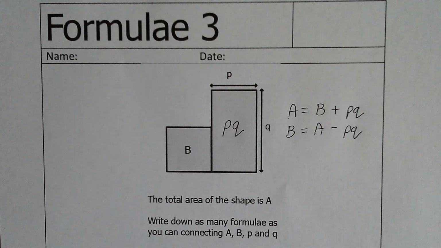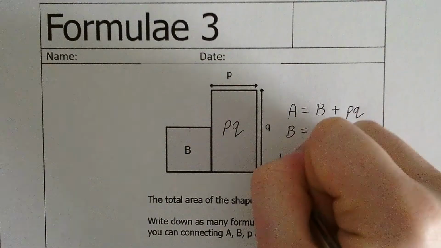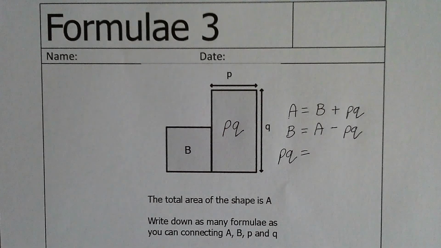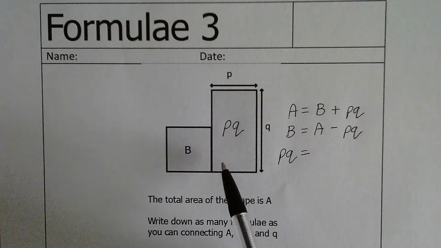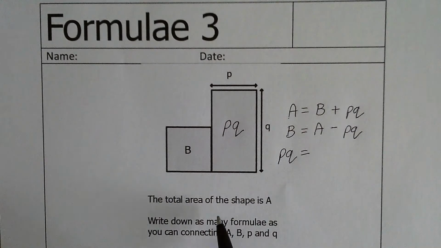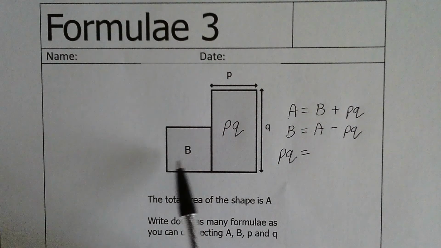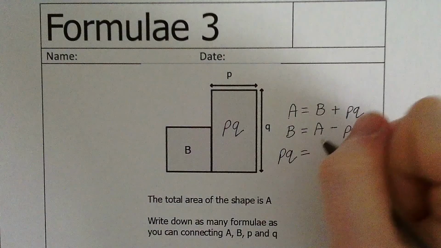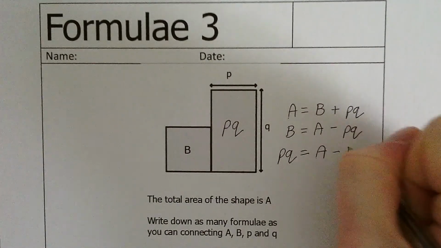We will now get a formula that has PQ as the subject. How can I get the area of the rectangle if I have the total area and the area of the square? This one would be PQ equals A, take away B.